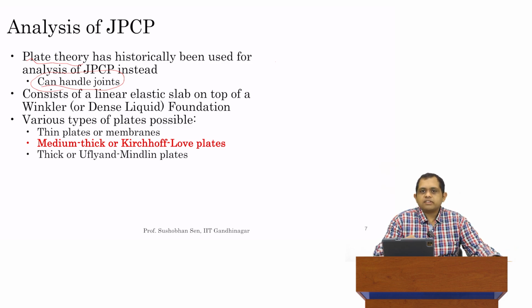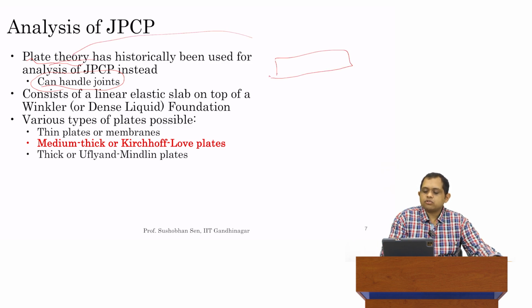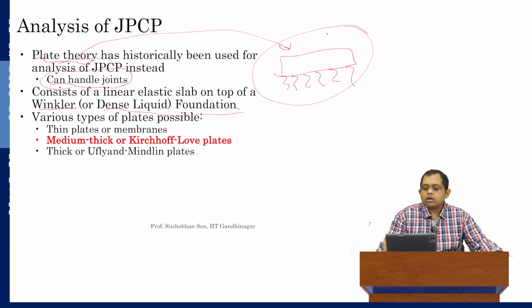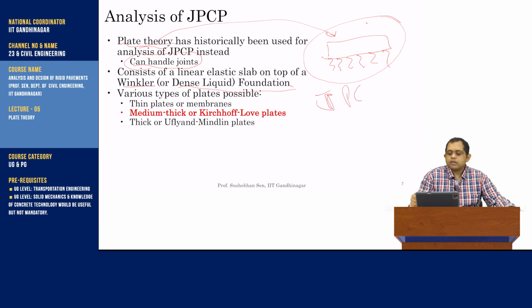Now, one of the additional assumptions we make for JPCP is not just that we have this slab which is governed by plate theory, but we also assume that the subgrade is modeled as a series of infinite springs on the ground. And this sort of a model where you model the subgrade as a series of infinite springs is called a Winkler or a dense liquid foundation. So the plate plus the Winkler foundation together is the basic mathematical model for a JPCP pavement. So this is what our basic mathematical model will be. You will see here we do have joints, so we do have a finite size in this case.